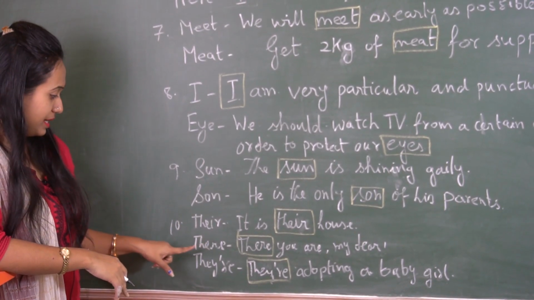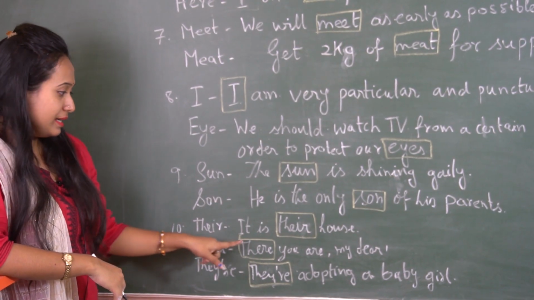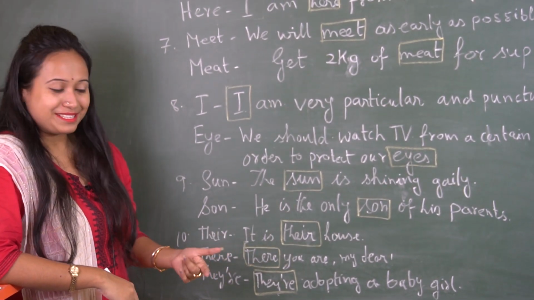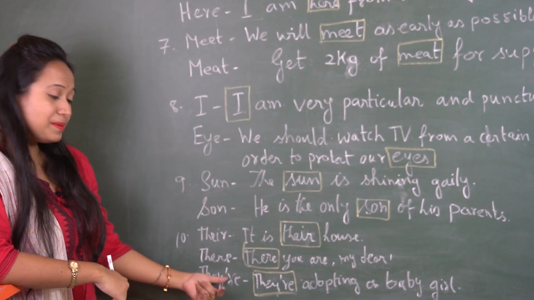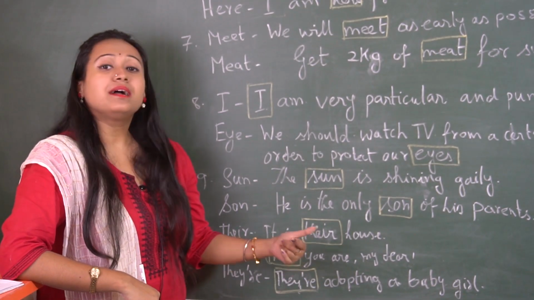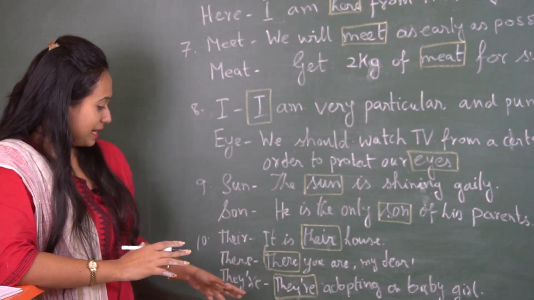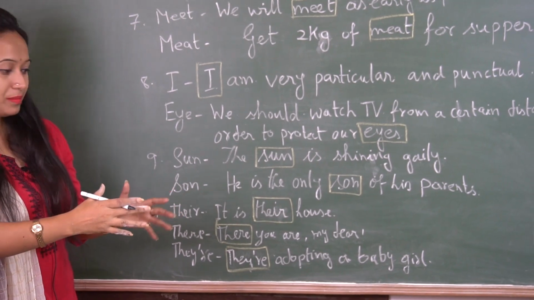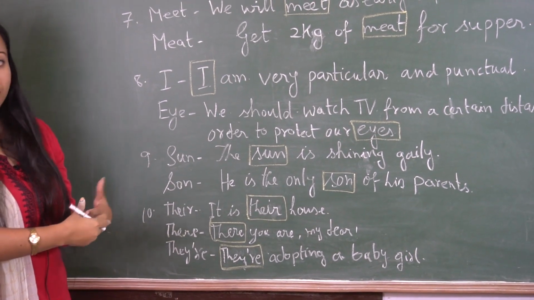T-H-E-I-R, their. T-H-E-R-E, there you are, my dear. You are using it as an exclamatory sentence. And T-H-E-Y apostrophe R-E, they're. So it says they are adopting a baby girl. So it is a kind of they are. It is in plural form itself, and they are adopting a baby girl.